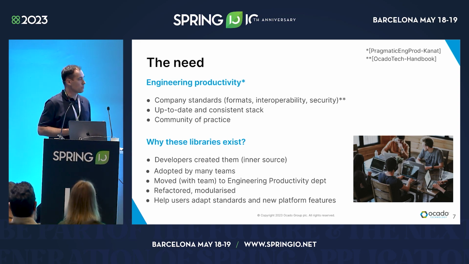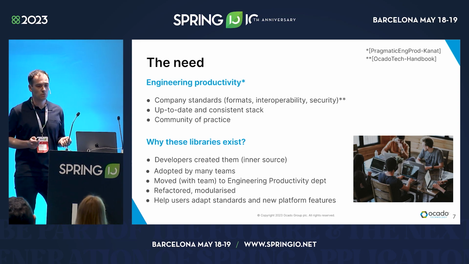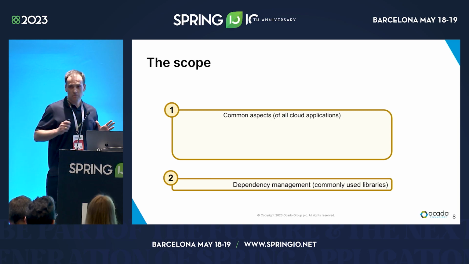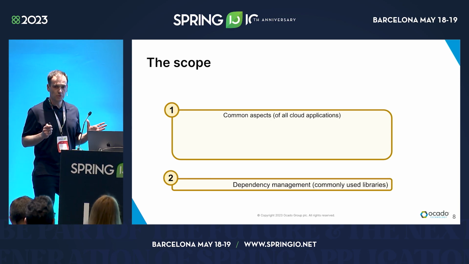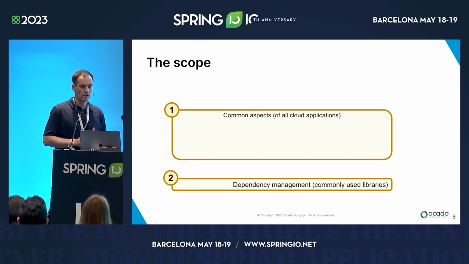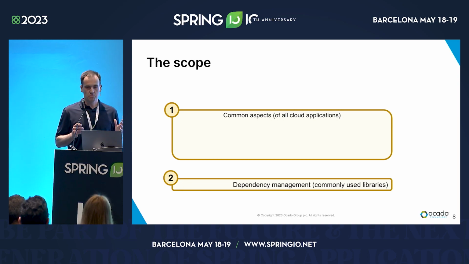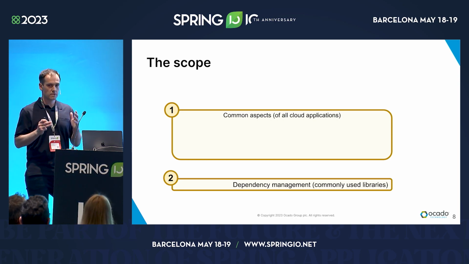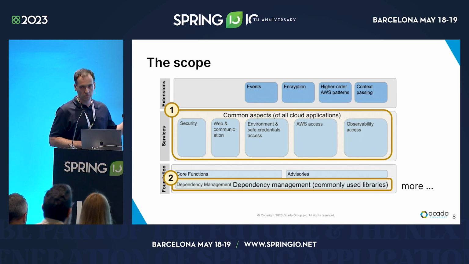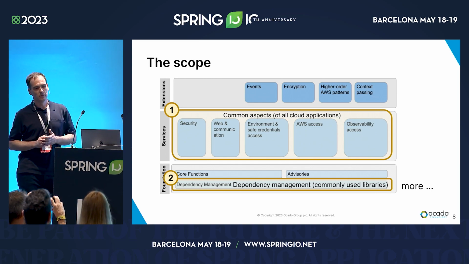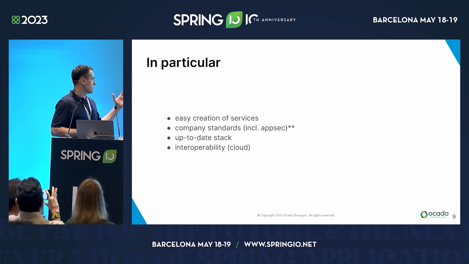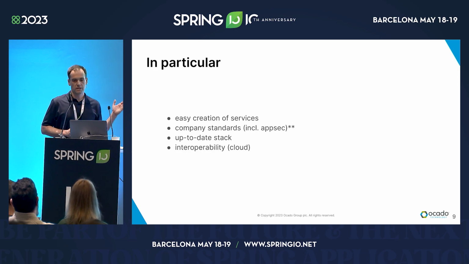And that's why we think it's worth talking about it in a conference like this, so it works. The scope, so I could say more about the scope, but in general, we do two needs. One of them is the common aspects that all cloud applications do, or most of them. And dependency management, think Spring Boot dependencies, plus Spring Cloud, AWS, and a couple of others. There's more, of course. We'll talk more about that in the domain part, how we split the domain. But for now, it's important to understand the main premise. In particular, it's about things like easy creation of services at scale.